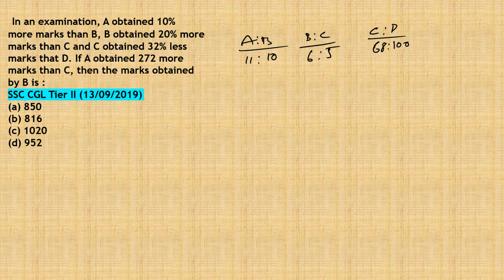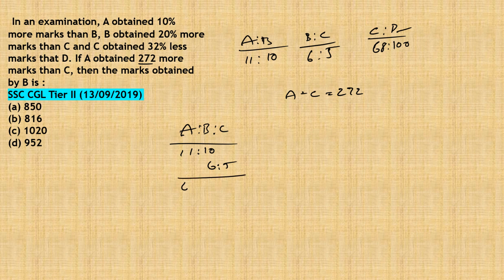Now, if A obtained 270 more marks than C, then the marks obtained by B are? We have been given the difference between A and C, and we are asked to find the marks of B. Is there any need of D? No. So we'll find the ratio of A, B, C only. A minus C is equal to 272. How will we find A is to B is to C? 11 is to 10. 6 is to 5.